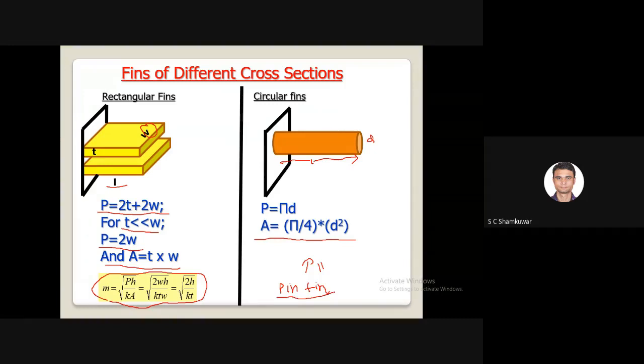What is a pin fin? A pin fin can be rectangular or circular. For rectangular fins, when the width is less than length, it is called a pin fin. And when the diameter is less than length for circular, it is also called a pin fin. For effective heat transfer, we always use a rectangular pin fin or a circular pin fin.